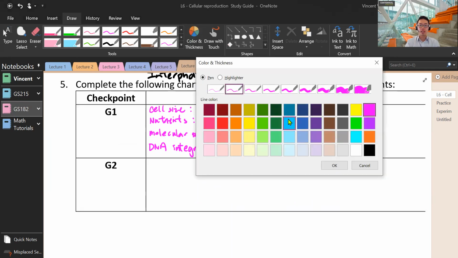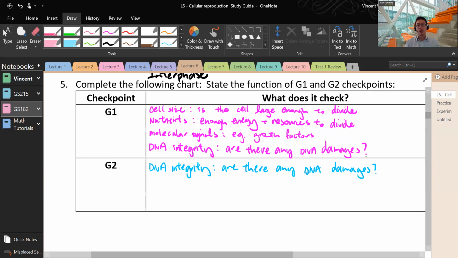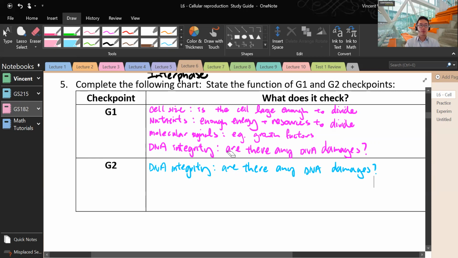It's like getting your driver's license, right? You go through G1, and then now you got to go through G2. So G2, we check for DNA integrity. Okay. Again, is there any DNA damage? Because when you copy the DNA, you got to unwind them, you got to wind them back up, right? All that moving around the DNA could have caused some damage, right? Maybe you make some mistakes, right? So we got to be careful here. We got to check it.